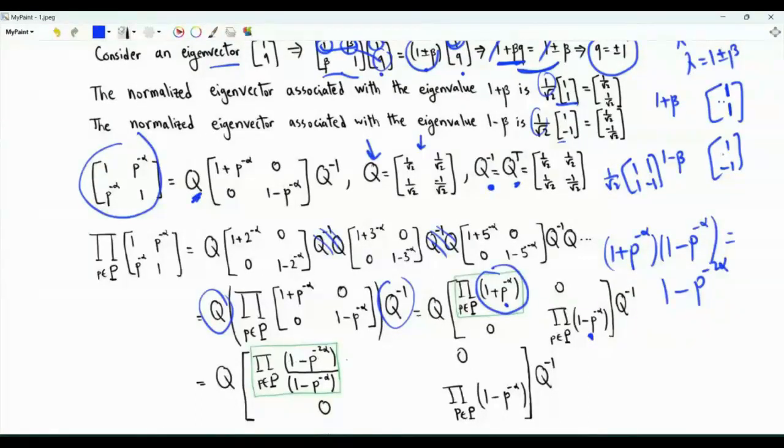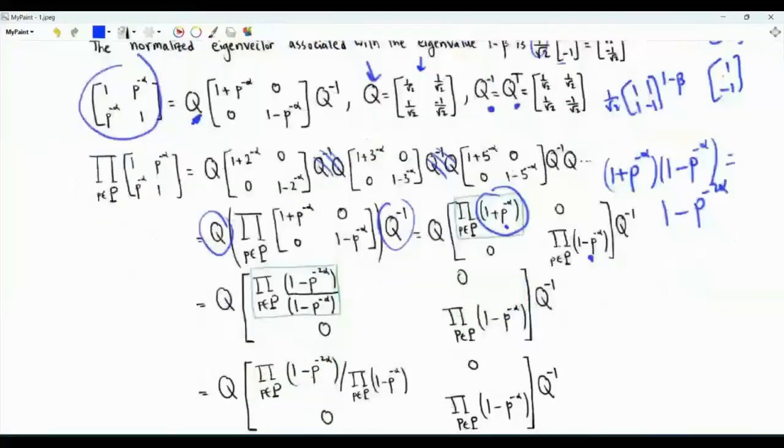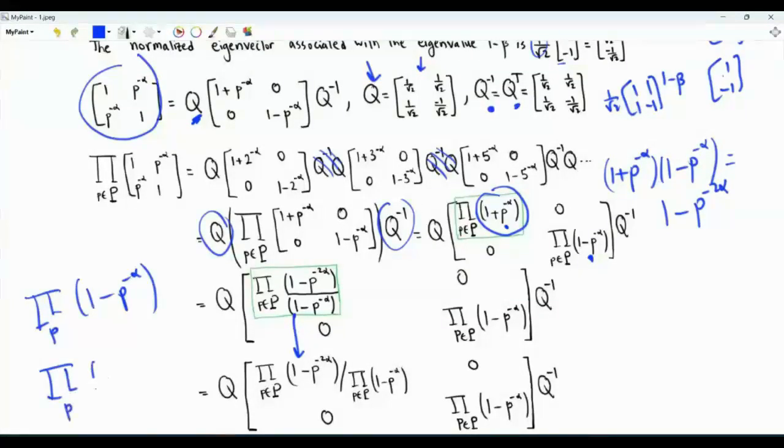This term here can be written as 1 minus p to the minus 2 alpha over 1 minus p to the minus alpha. We can split this into two products. To finish off the problem, we need this product and this other one. Generally, what is the product over the primes of 1 minus p to the minus s?